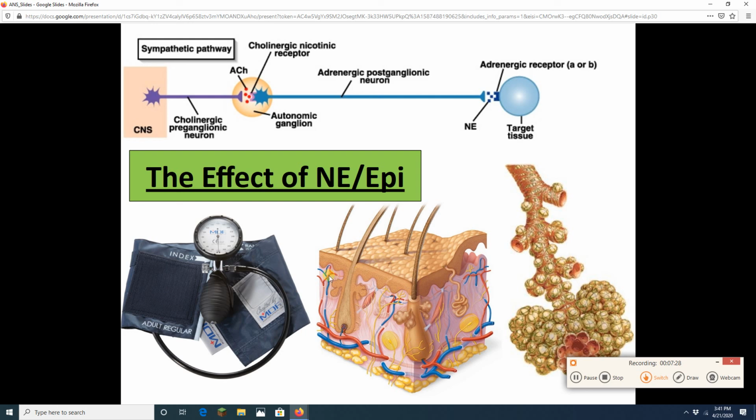Norepinephrine will cause the blood vessel smooth muscle to contract, and that will raise your blood pressure. That's good in a fight or flight situation because higher blood pressure drives greater blood flow. Sweat glands will start sweating. Where's the sweat gland? There he is right there. Arrector pili muscles will contract. The smooth muscle in your little airways, your bronchioles, is going to relax. That's good in a fight or flight situation because we're dilating our airways, which allows more air to get in and more air to get out.